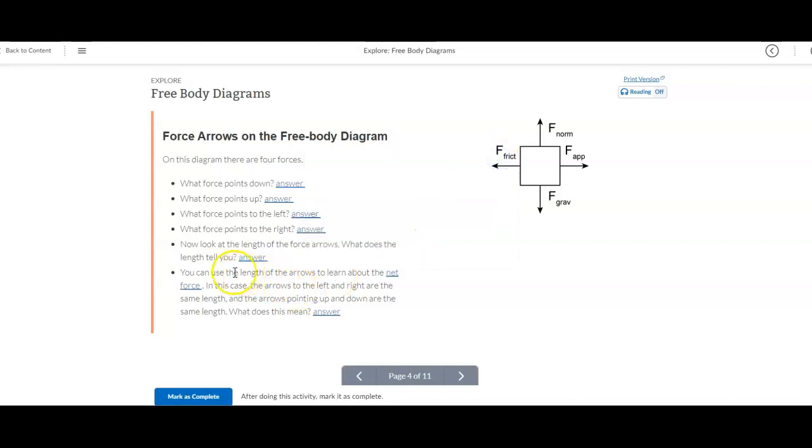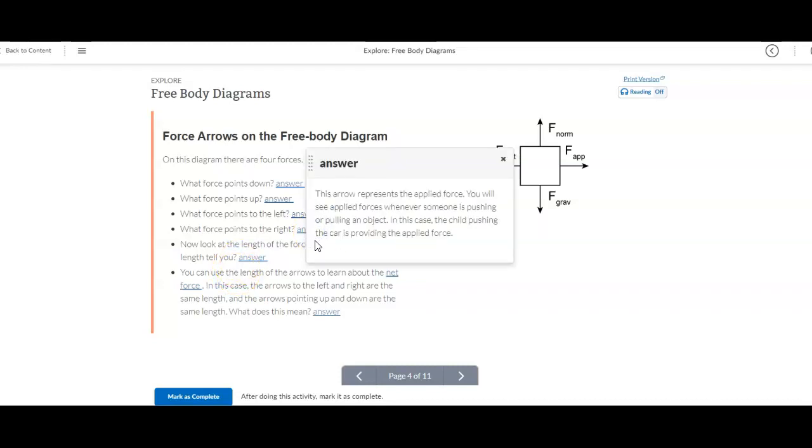And then finally, look at the length of the force arrows. Oh, the arrow that points to the right. Sorry, I skipped that one. So that arrow represents the applied force. And you will see the applied force whenever someone is pushing or pulling. So that's over here, the applied force. And in this case, the child pushing the car is providing the applied force. So you can kind of figure out how you would label your items.